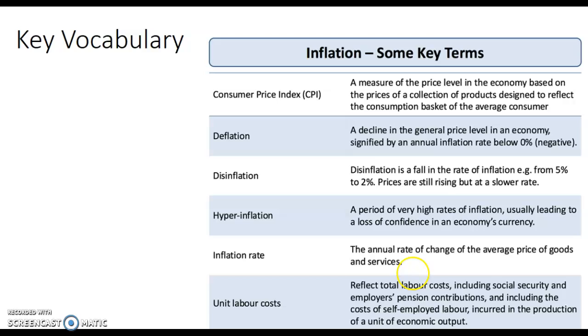Now the unit labor cost. Labor is people who work for you, so it reflects total labor cost including social security and employers' pension contributions, and including the cost of self-employed labor incurred in the production of a unit of economic output. So unit labor cost is what it costs you, what are the services you have used to actually produce a product. So producing an output, what is your own contribution, how much have you paid for it, including the social security and employers' pension contributions. These are some of the key terms.